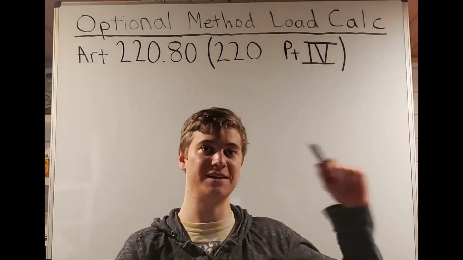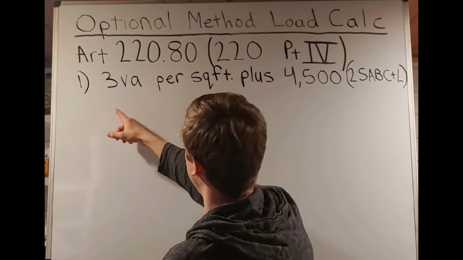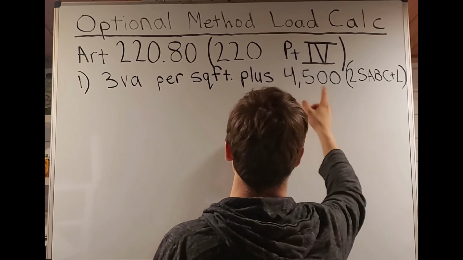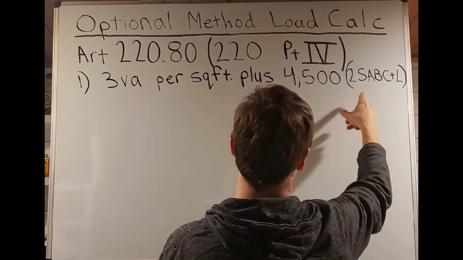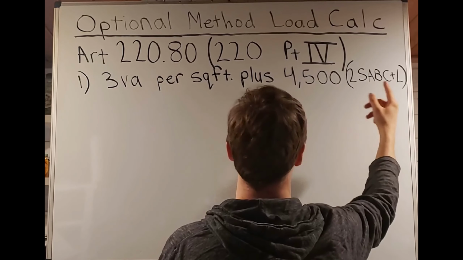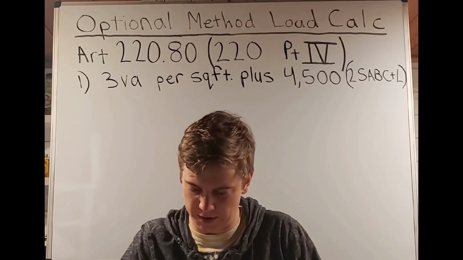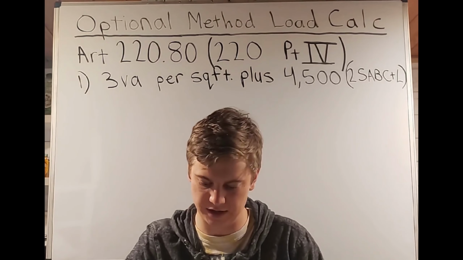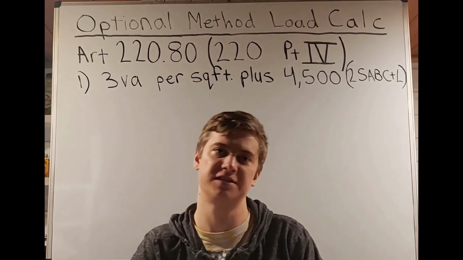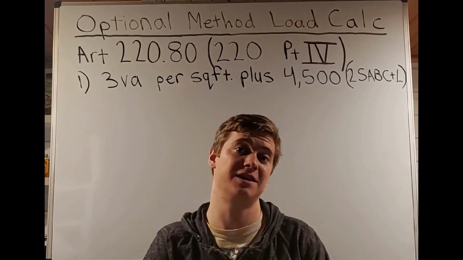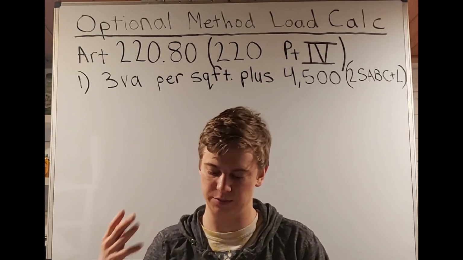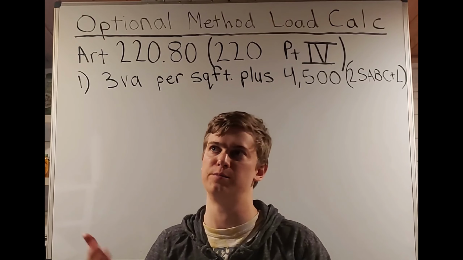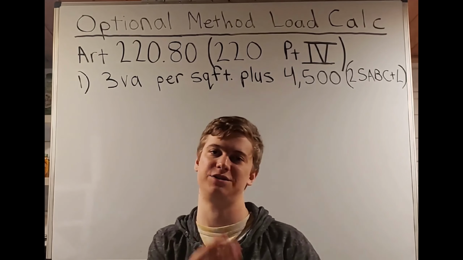Okay, so I'm gonna start writing things down now. Okay, first thing that we know is we still are working with 3 volt amps per square foot plus the 4500 minimum for the 2 small appliance branch circuits plus laundry. Okay, still in 220.82b, we see under 3 it says the nameplate rating of the following, and it's basically saying all appliances that are going to be permanently installed in place. So as we know, those are appliances that the homeowner, builder, or the question is actually going to tell us.